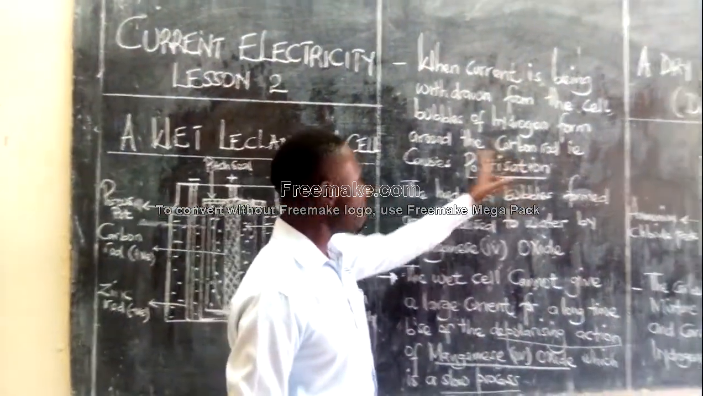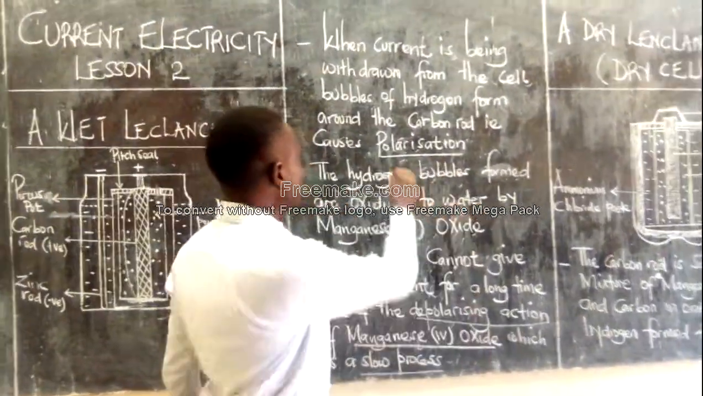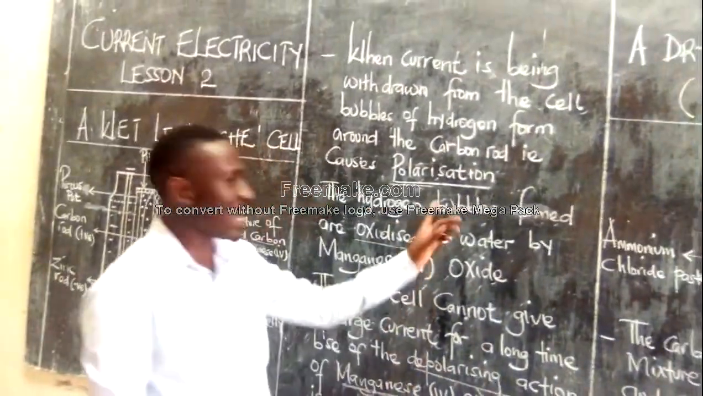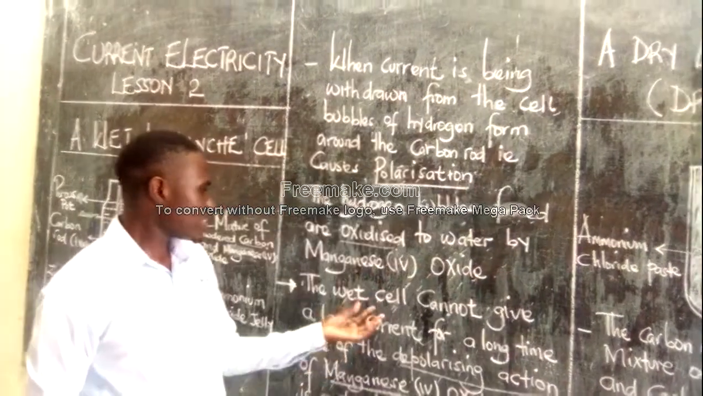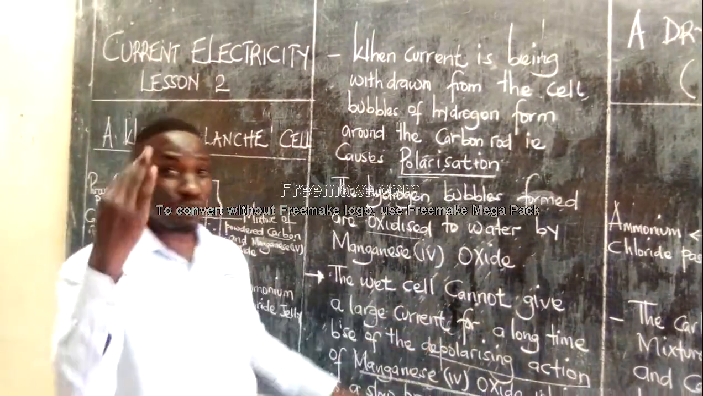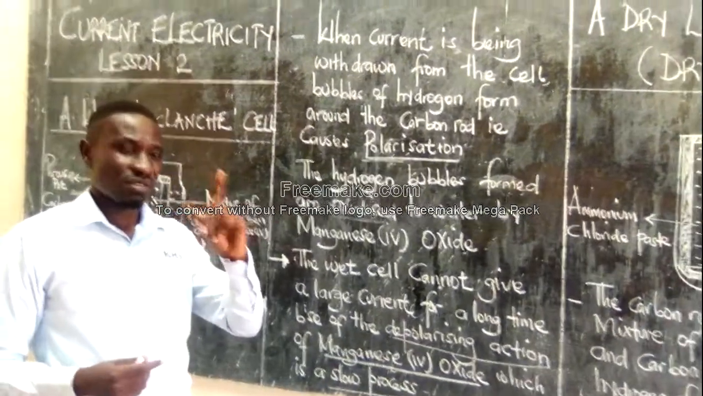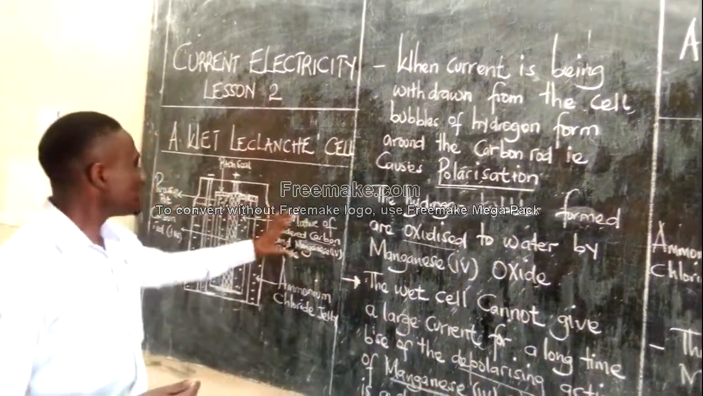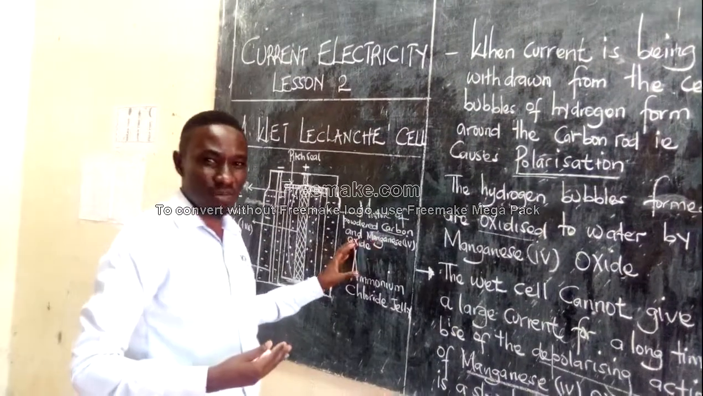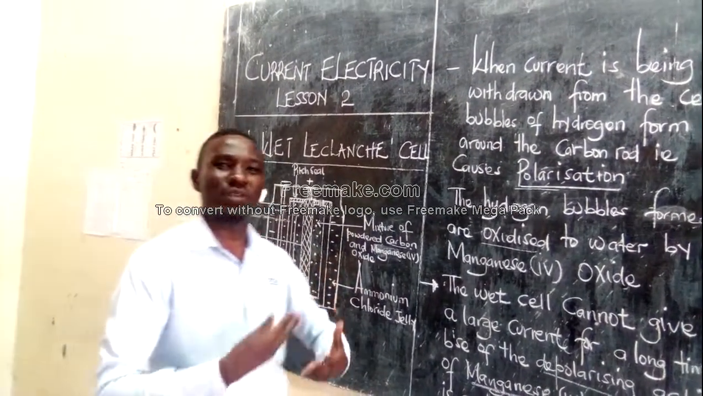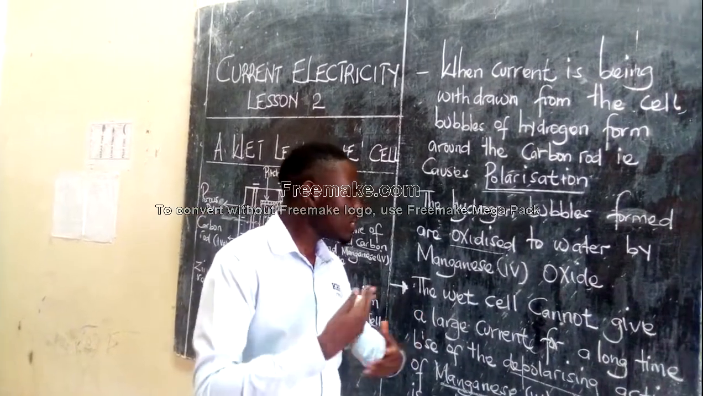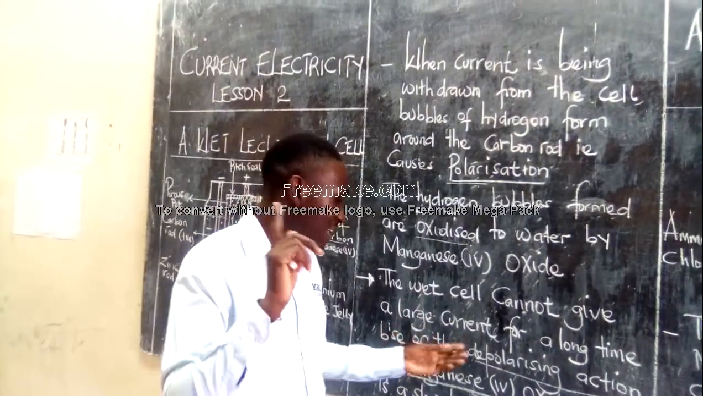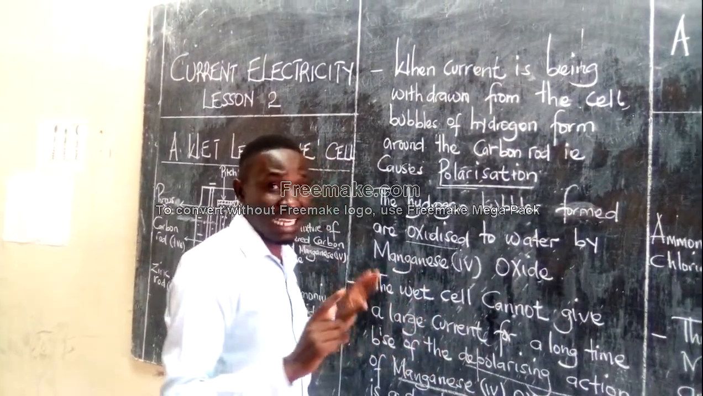So we have said the defect of polarization in here is simply minimized by using manganese(IV) oxide, which oxidizes hydrogen gas to water. We are also saying that the wet cell cannot give a large current for a long time, by the way, because of this depolarizing action. Because you add in manganese(IV) oxide, there is always that action that takes place. It is this action which slows down the process. At the end of it all, it may not supply current for a very long period of time. So that is a disadvantage of using this wet Leclanché cell.